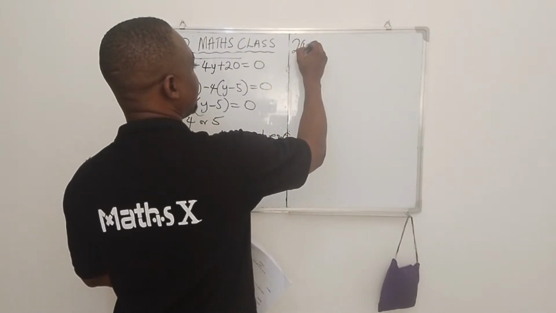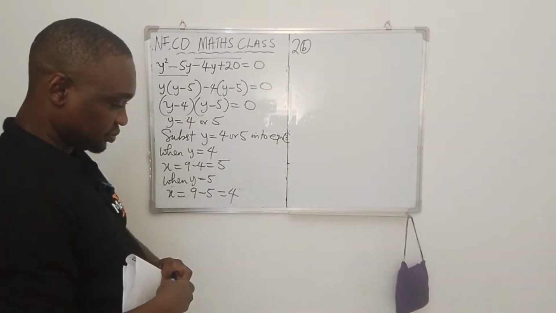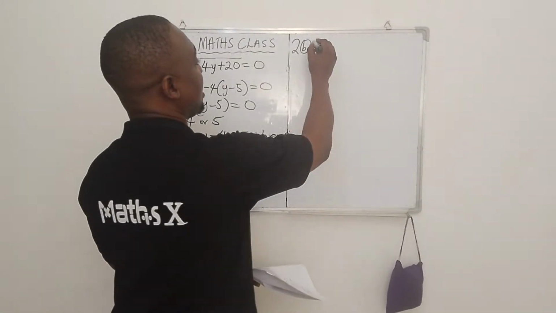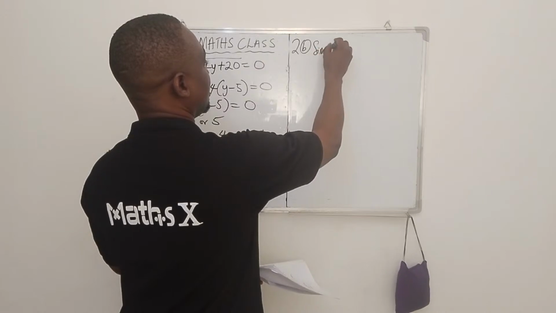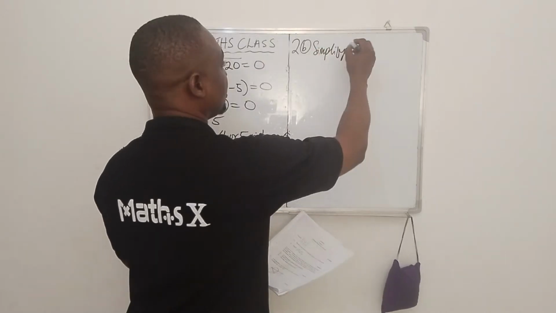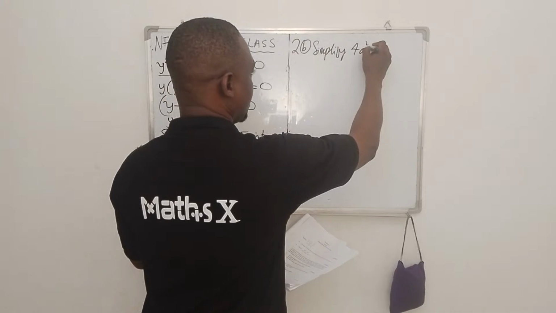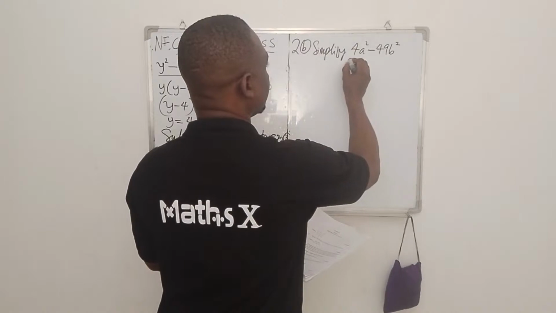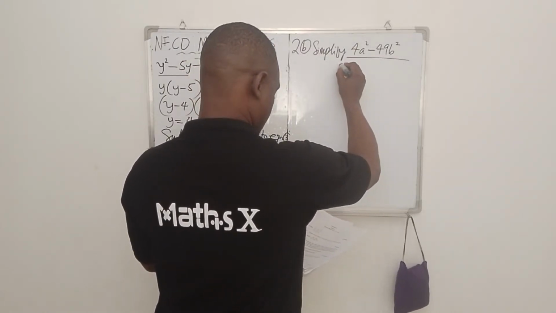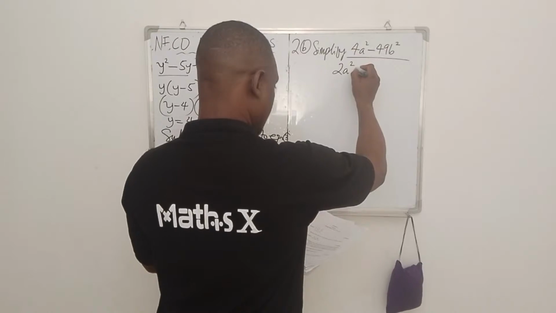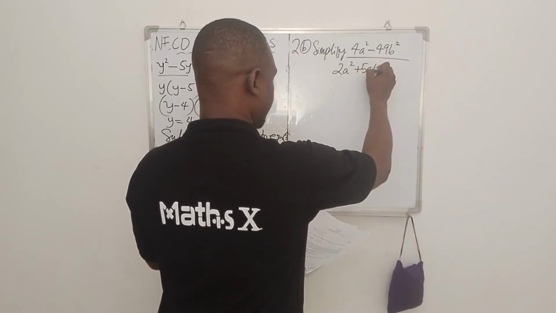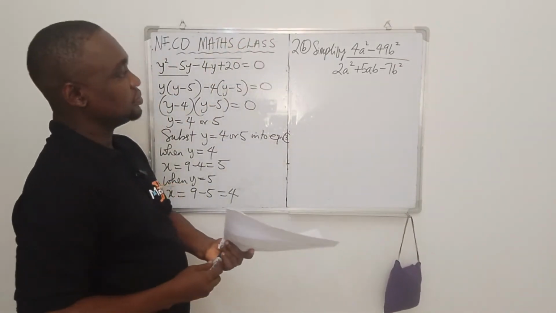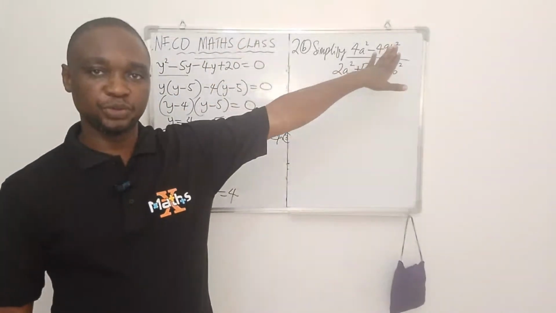Let's look at the B part. For the B part, it says again, simplify. Simplify 4a squared minus 49b squared over 2a squared plus 5ab minus 7b squared. This is what we're to do.